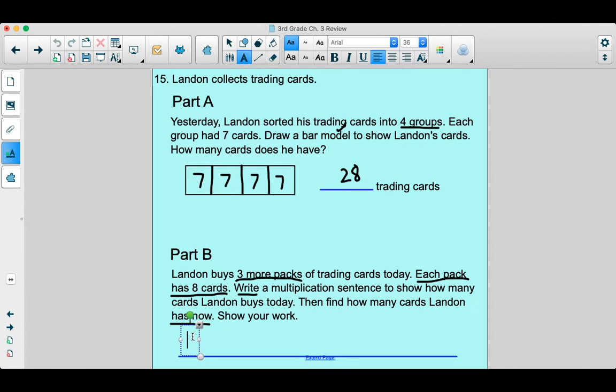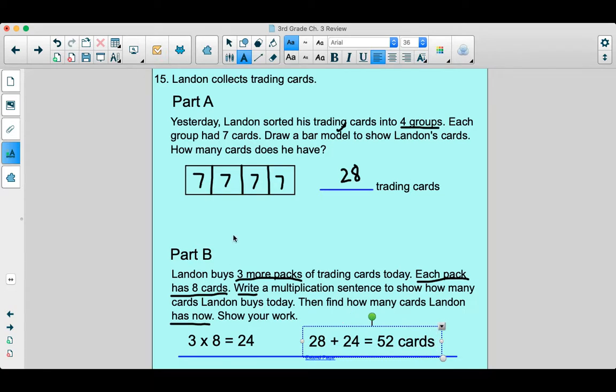Okay, so he buys three more packs with eight cards in each pack. So three groups of eight equals, do you know this one? 24. Now, I'm going to start a new section over here. We have to figure out how many cards Landon has now. So he already had 28 cards, and now he has added 24 cards to the collection. And 20 plus 20 is 40, 8 plus 4 is 12, and 40 plus 12 is 52. Okay, so he has 52 cards.